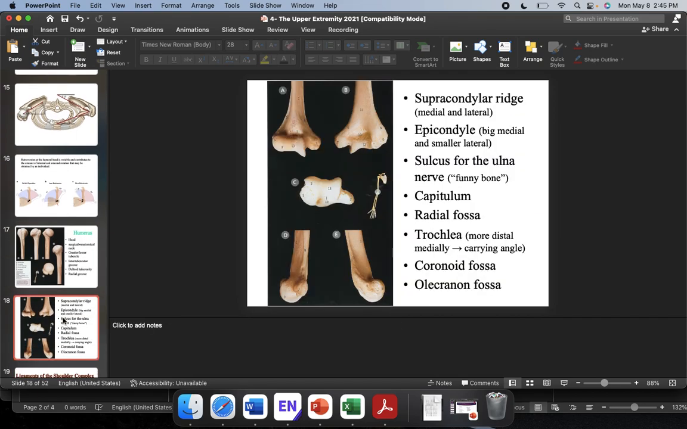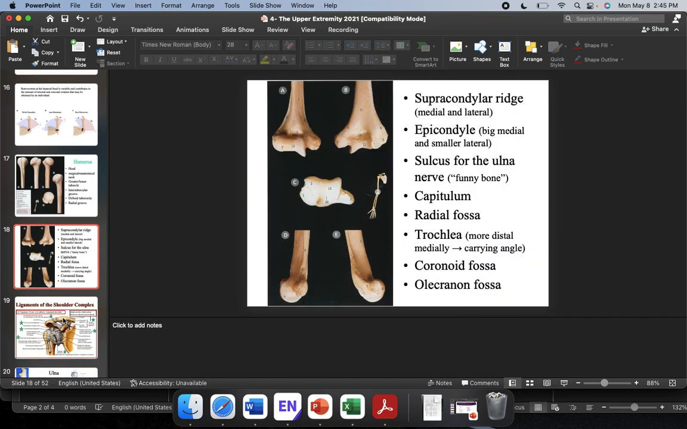Just make sure you take a moment and go through these anatomical landmarks on the slide, and that finishes this video of the scapula, clavicle, and humerus.